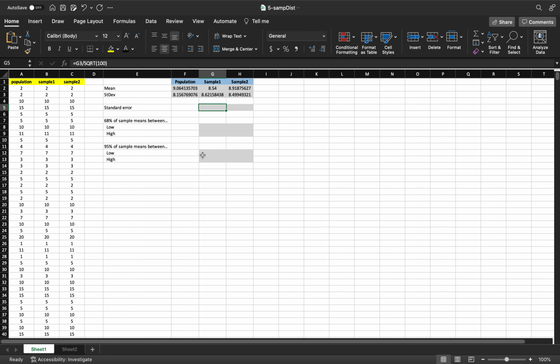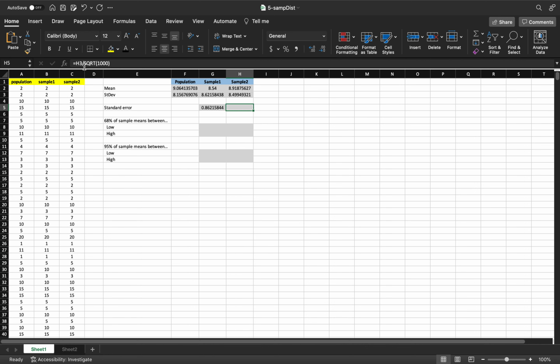And now, what we need to do is find the standard error for our samples. So, what we do is we take the mean divided by the square root of the number of observations that we have, so 100 for sample 1. And with this formula that we're using, we find the standard error for sample 1 about 0.862.